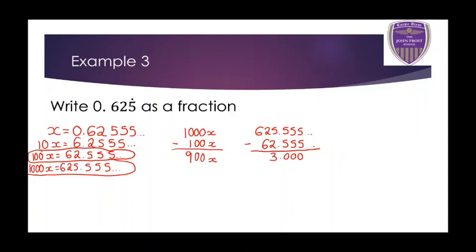I can't do 2 take away 6. I have to borrow 1. So I have to borrow 1 to 6 into 5. 12 take away 6 is 6. 5 take away nothing is 5. So now I know 900x is equal to 563.